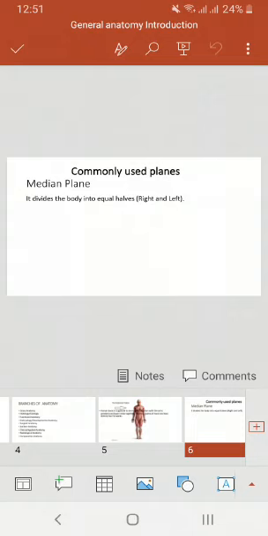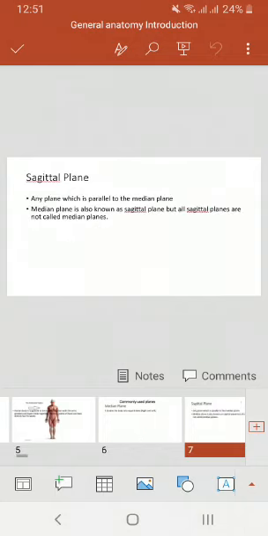Then, what are the different commonly used planes? First of all, there is the median plane. The median plane divides the body into two equal halves. This is a plane which passes through the center of the body and divides the body into two equal halves, right and left.